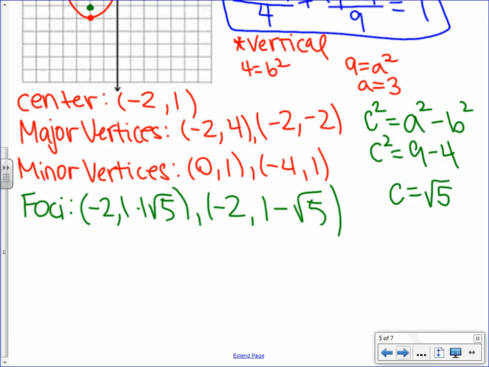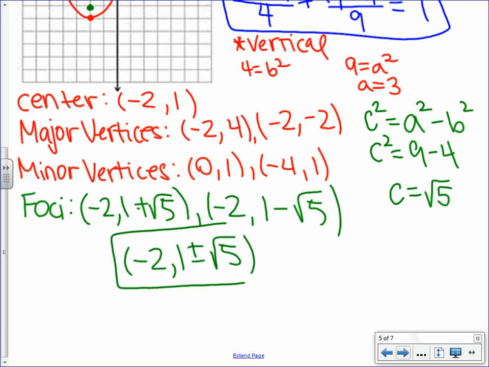Now, as long as your C value is an irrational number, I will allow you to write it as just one coordinate if you would like. Negative 2, 1 plus or minus radical 5. I'll save you some pencil lead. However, if C is an integer value, I expect you to actually add and give me 2 distinct points. Okay, but if you want to write it like this, you can. If that's confusing to you, write 2 separate points. Questions here?